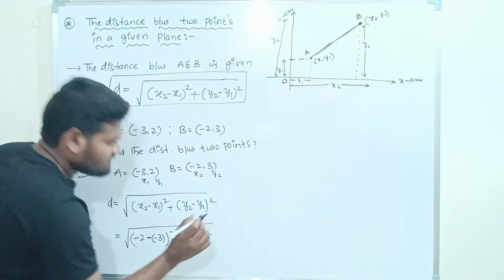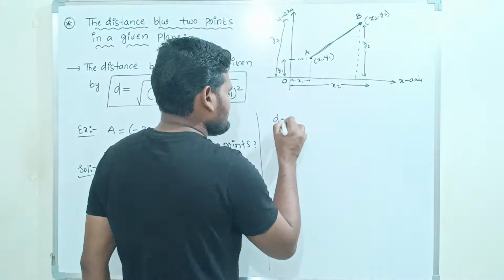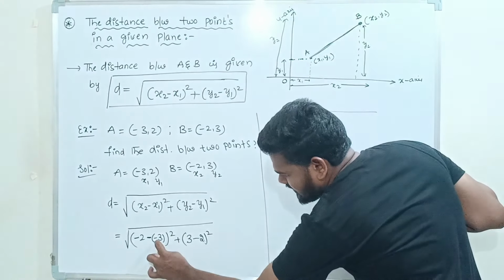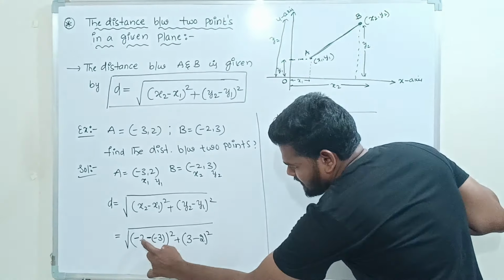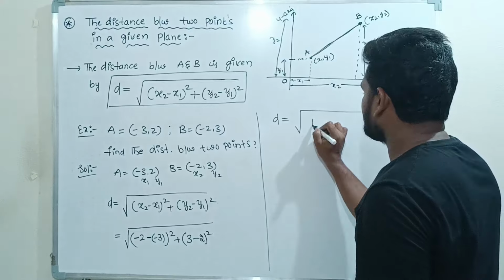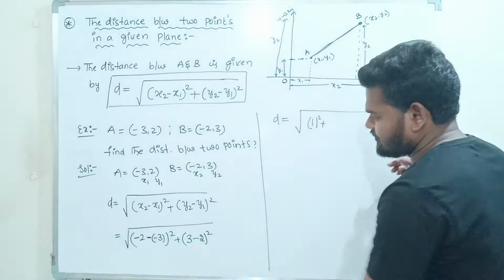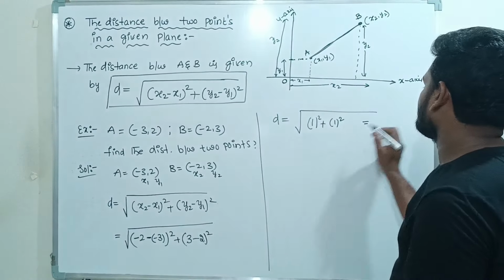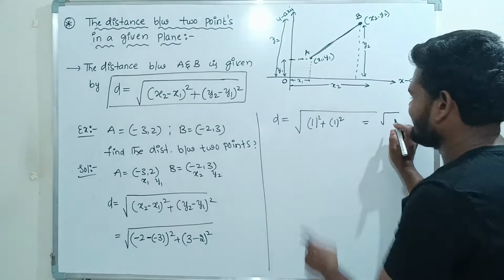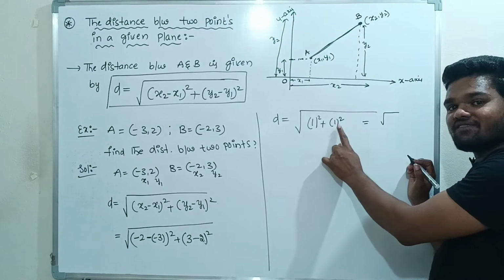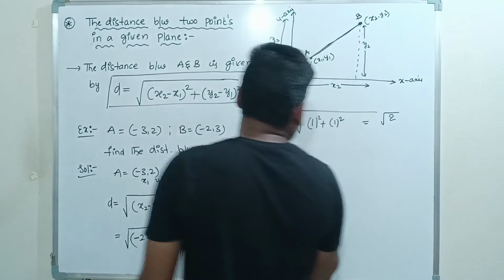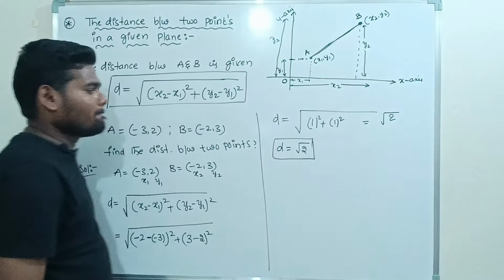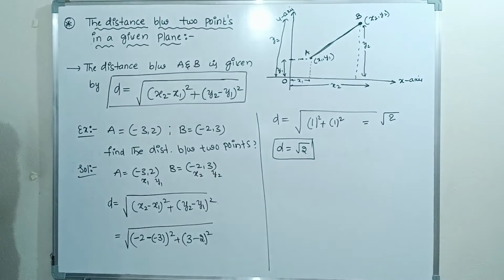So the distance D is equal to the square root of (minus 2 minus of minus 3) squared, minus into minus plus, so minus 2 plus 3 means 1 squared, plus 3 minus 2, 1 squared. 1 squared plus 1 squared, that is 1 plus 1, 2. So we got our distance between the two points as root 2. Is it clear?